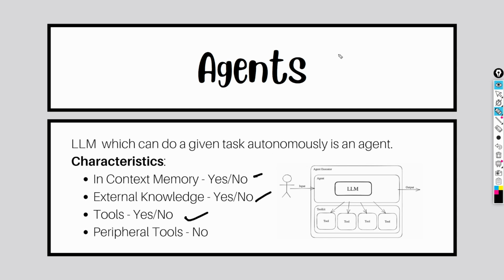That is the definition of an agent, and people are getting confused about it on the internet if you want to check. But this is the exact definition. If I give summarization as a task, it doesn't need any of these: in-context memory, external knowledge, tools, nothing is needed. And it is also an LLM, it is also an agent.